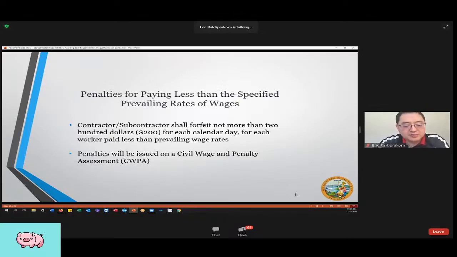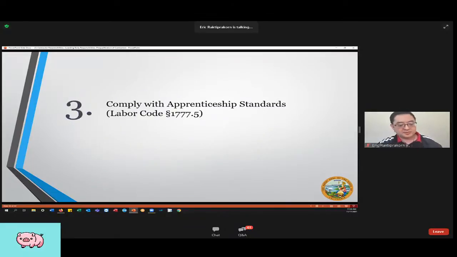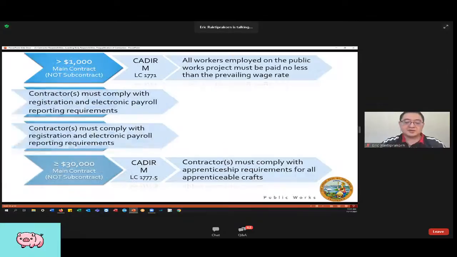So any failure to pay the applicable prevailing wage rate will result in penalties being assessed. Contractors and subcontractors will forfeit not more than $200 for each calendar day of noncompliance, and these penalties will be issued on a civil wage and penalty assessment. Next slide, please. So in addition to registration and payment of the correct prevailing wage rate, contractors also have to meet obligations pertaining to apprenticeship requirements, and we'll be discussing those in the following slides.